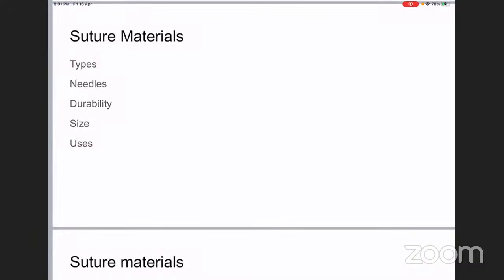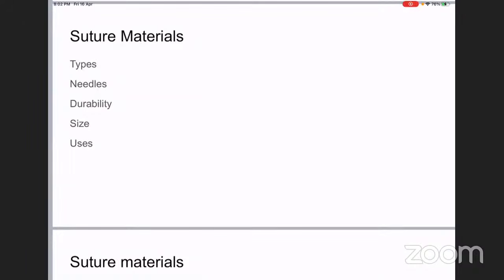I will give you an example. Polypropylene is a synthetic monofilament non-absorbable suture material. Now, does anyone want to try? Polyglactin. Tell me the properties of polyglactin. It is synthetic, absorbable, and polyfilament. Yeah, very good. Who answered? Tejaswini, ma'am. Very, very good.